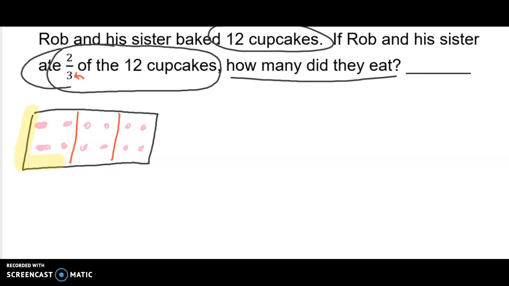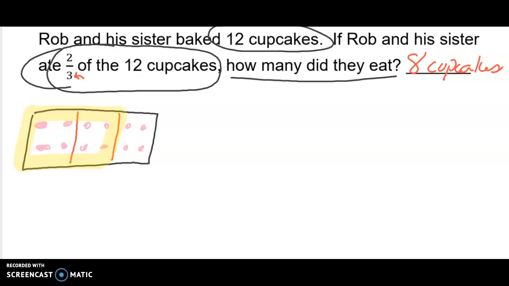So I'm going to highlight 2 of those thirds. All of those is what they ate. They ate 2 of those thirds. Now, what I want to look at is this. Let's count up the number of cupcakes that they ate. 1, 2, 3, 4, 5, 6, 7, 8. So how many cupcakes did they eat? They ate 8 cupcakes. They ate 2/3 of 12 is 8.